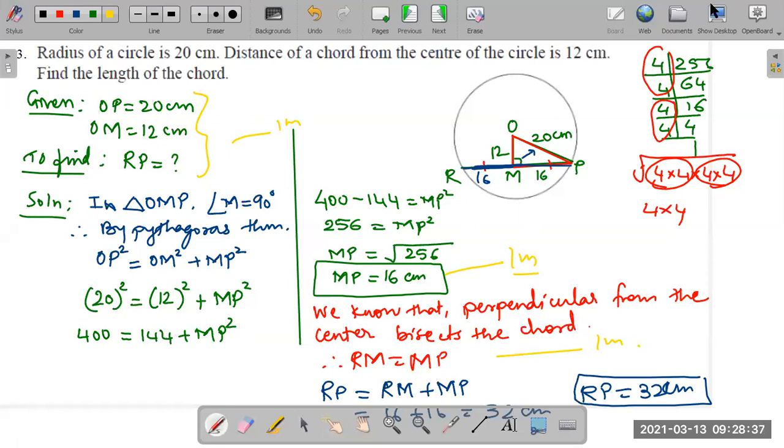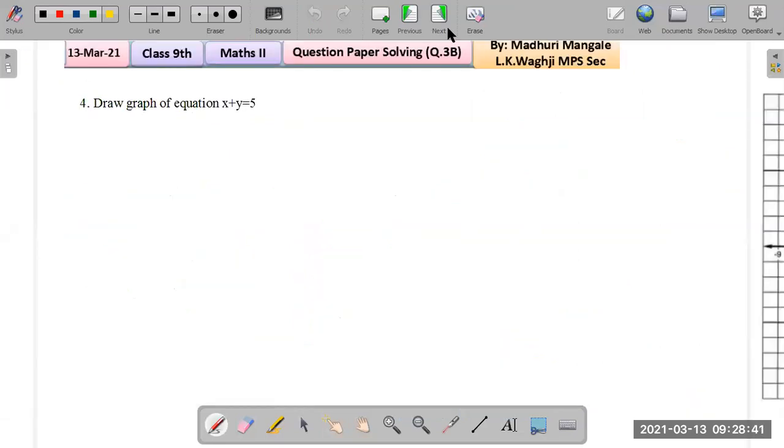All right, let us look at the next question. Now this question is from the topic coordinate geometry, a very easy question. Okay, a very easy question. Do practice this type of questions, because one question will be there on drawing the graph, right?